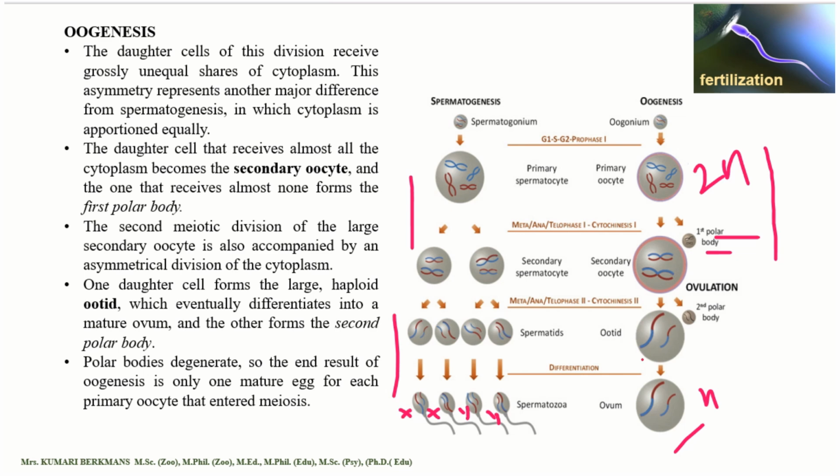So how many cells are ready for fertilization? Only 1. This ootid is now transformed into the ovum. So the ovum consists of n chromosomes, and it is only 1, whereas here it is 4. Here only 1 egg is produced.